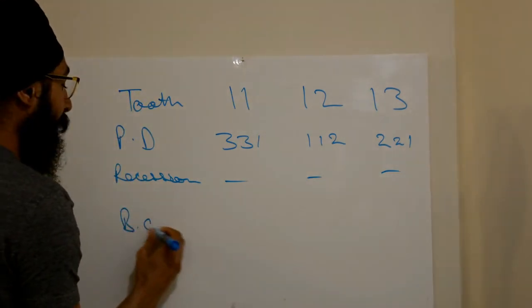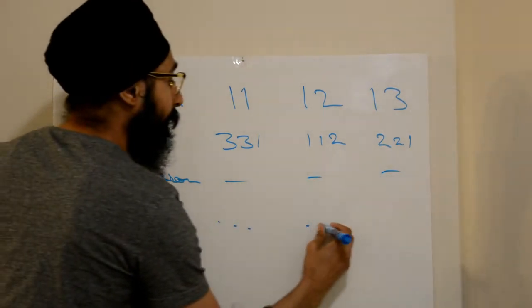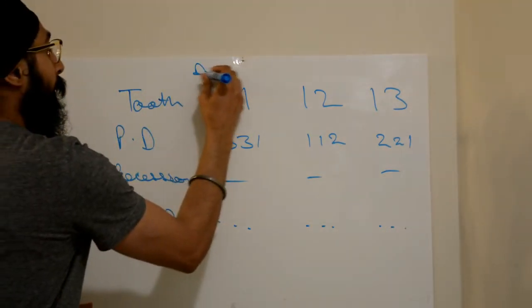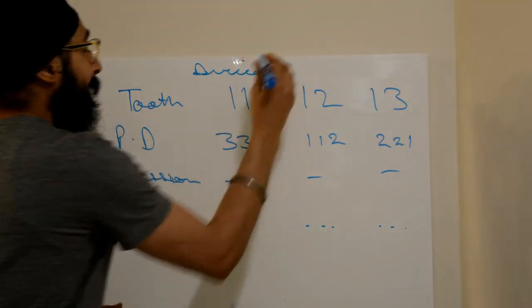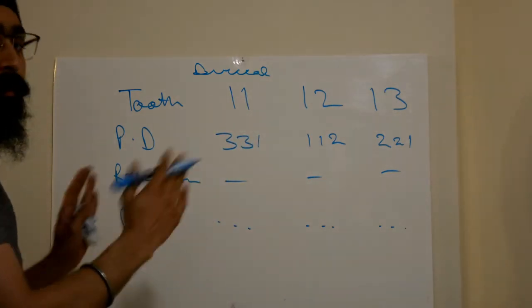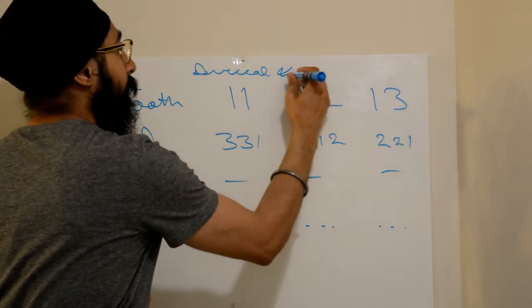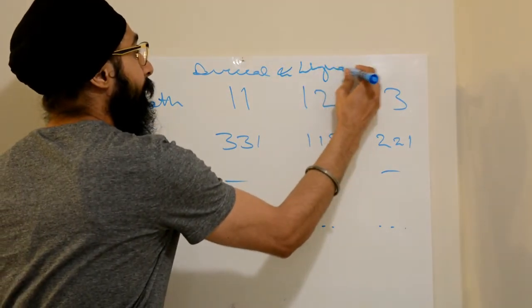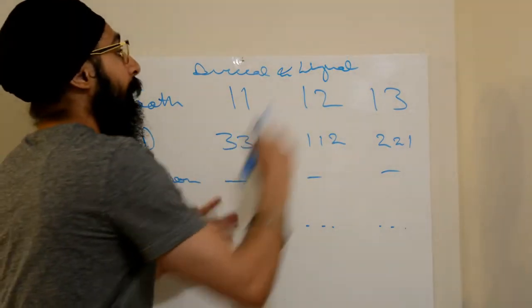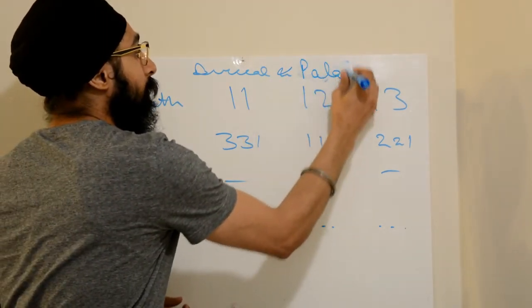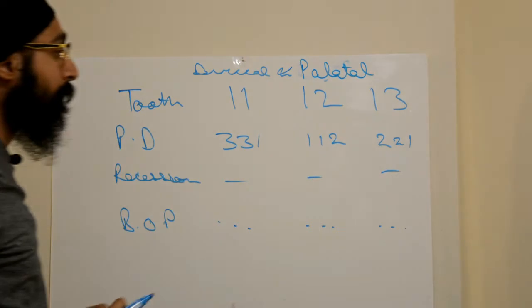Then there is bleeding on probing. You see bleeding on probing everywhere on the buccal, and let's say in the same chart it is also present on the lingual side as well. This is the buccal and palatal side, because this is a maxillary perio chart.